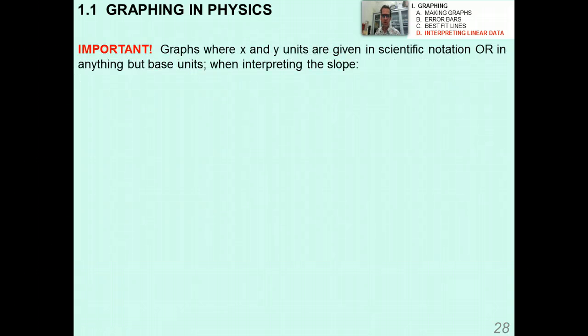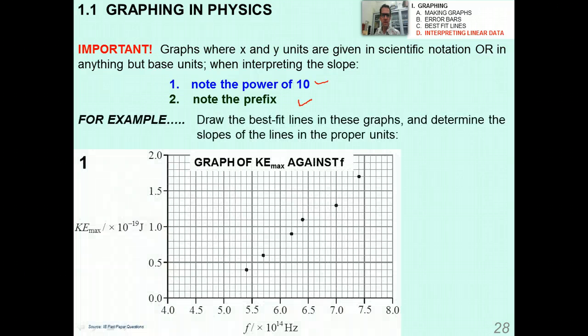Where x and y units are given in scientific notation, or anything but base units, you have to be very careful when you're interpreting the slope. Note the power of 10 and note the prefix. Super important. For example, here's a graph of maximum kinetic energy against frequency. Draw the best fit lines in these graphs and determine the slopes of the lines in proper units.